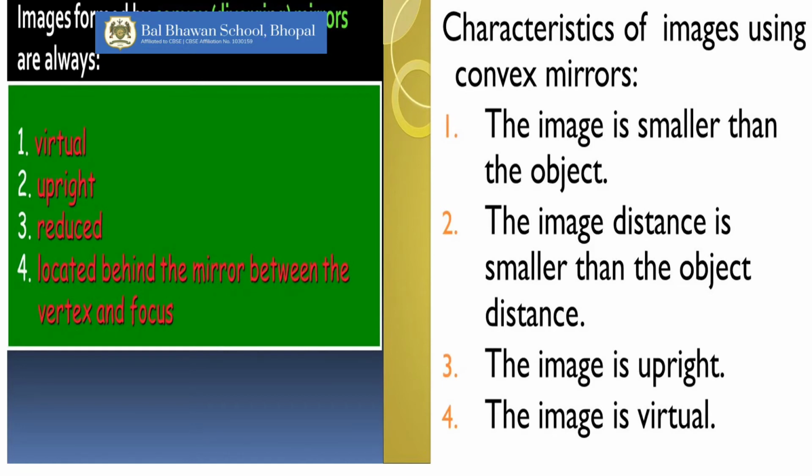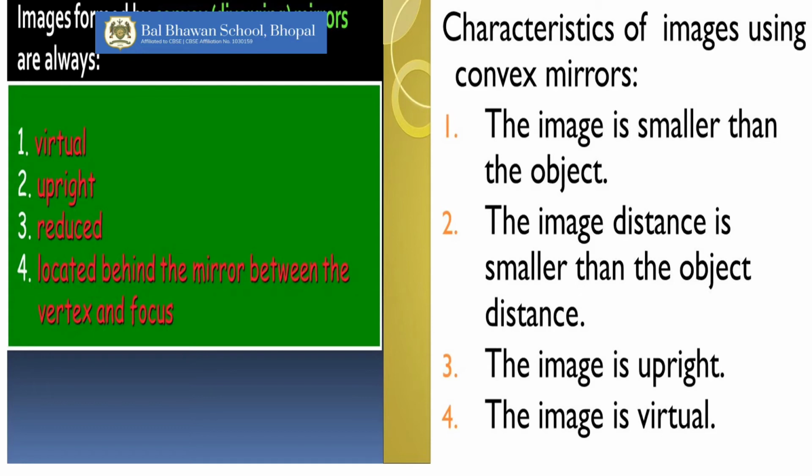Now, when we talk about the characteristics of images using a convex mirror, then remember that the image is smaller than the object and the image distance is smaller than the object distance. The image is upright or erect and the image is virtual.